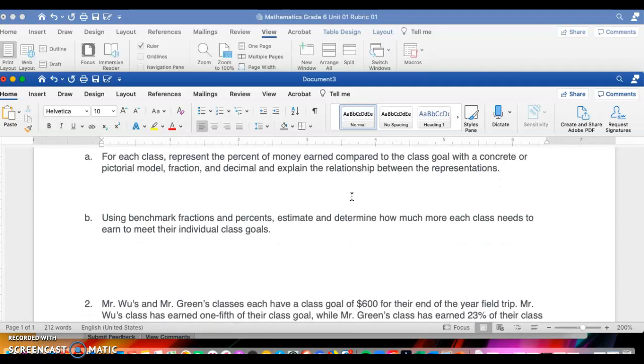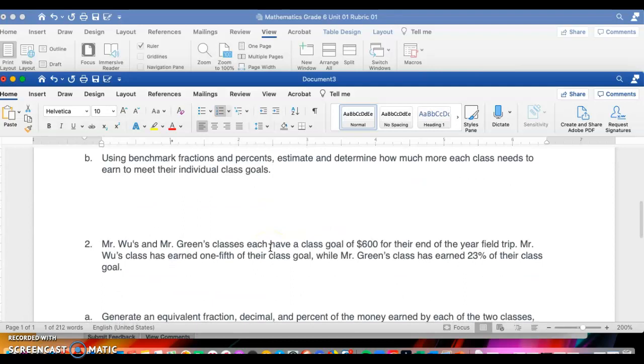So for each class, represent the percent of money earned compared to the class goal with a concrete or pictorial model, fraction, and decimal. Well, for this question, it looks like I need to know what a concrete or pictorial model is, along with a fraction and a decimal, and then there's an explain component. Let's not forget about the explain, because the explain is where we get a higher score. We move from a 2 to a 3, or from a 3 to a 4. Explain the relationship between these representations.